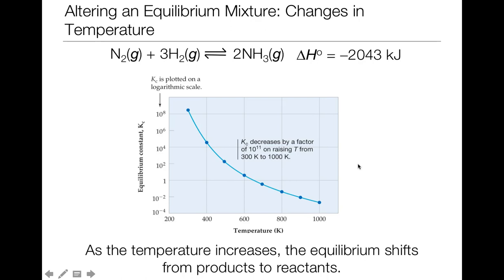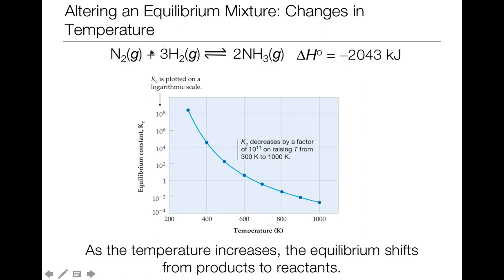Changing temperature, we need to know the enthalpy of a reaction. So, again, we take the Haber process. It is an exothermic reaction. It releases per mole of reaction negative 2,043 kilojoules. So we know it's exothermic. This might be a little bit more hard to internalize, but let's read the bottom. As the temperature increases, the equilibrium shifts from the products to the reactants for this particular reaction. We're shifting from here to here.